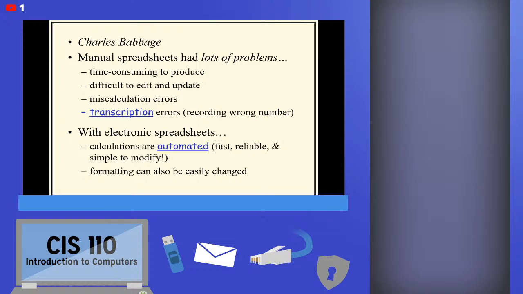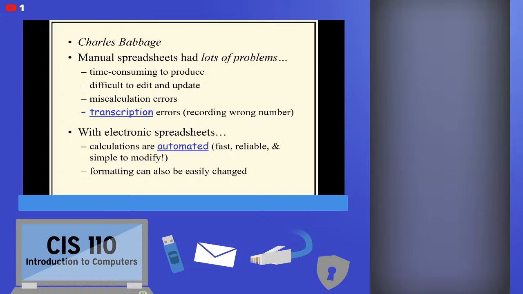They were difficult to edit and update. All the miscalculation errors, because you had to do the calculations by hand. We're talking about a paper spreadsheet. If you're doing the math here, you're either doing it on paper or you're doing it with a calculator. And so in this instance, the math comes down to you. And if you do the math wrong and you write it down, then you've set in stone essentially the wrong answer.